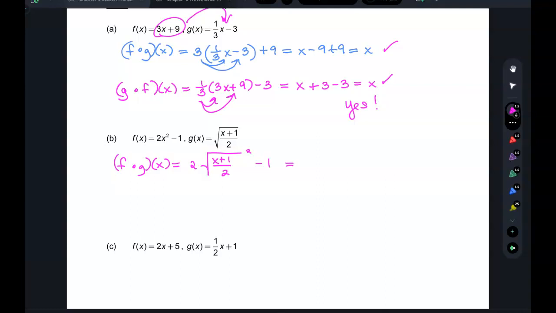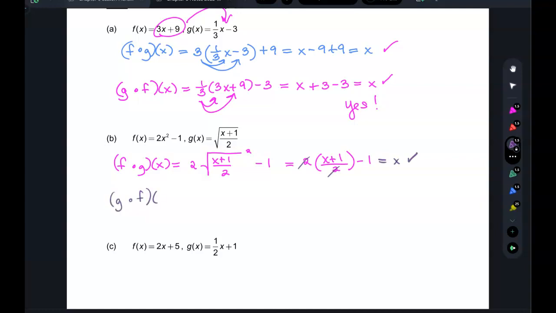Okay, yeah, this is a short philosophy. What happens when I square a square root? It cancels it out. So I have 2 times x plus 1 over 2. Well, what's going to happen with the 2's? They cancel. And then I have x plus 1 minus 1, which just gives me x. Good. Now let's check the other.